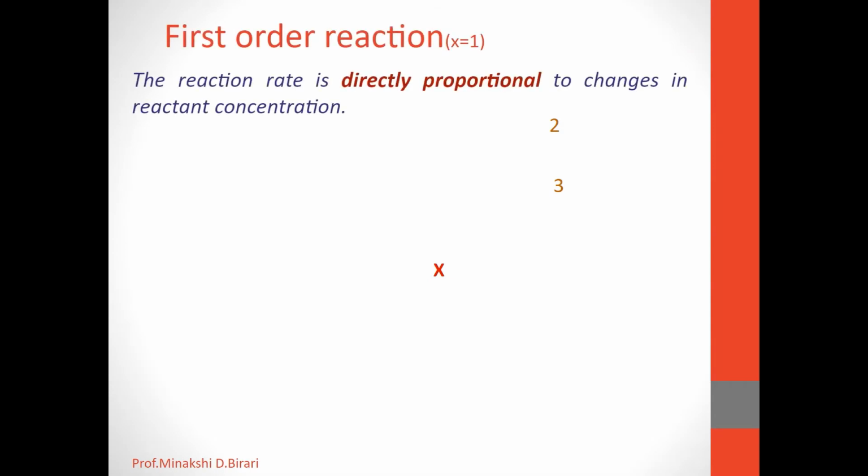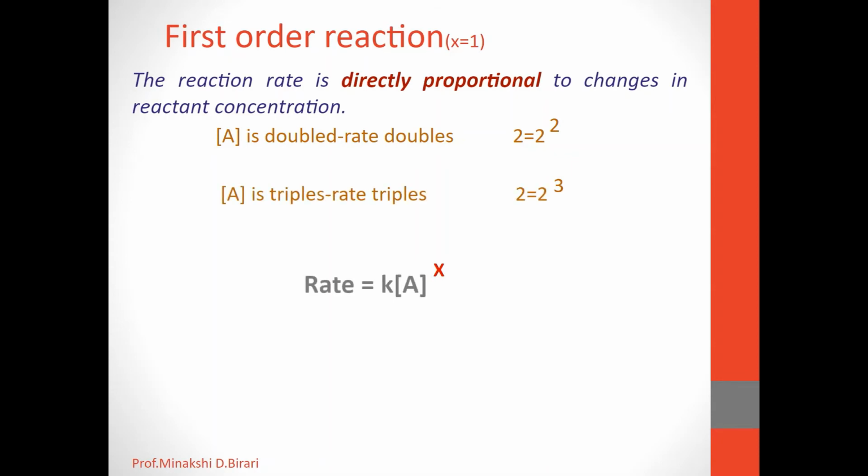First order reaction, in that the reaction rate is directly proportional to changes in reactant concentration. So if the concentration of A doubles, the rate doubles. If the concentration of reactant A triples, the rate also triples. So we can consider the rate law for this, that is k into concentration of reactant A raised to x.